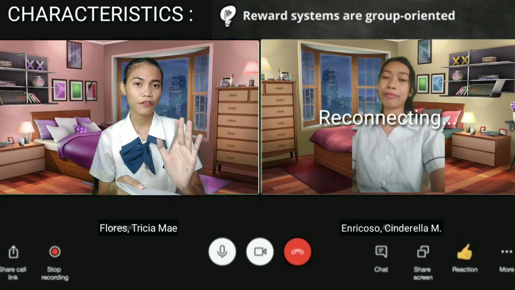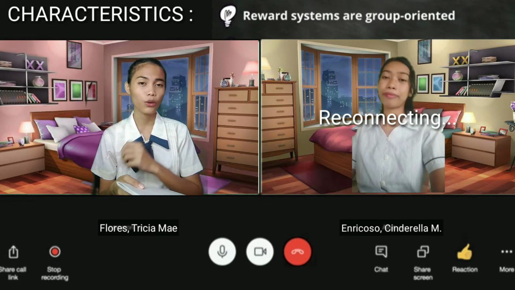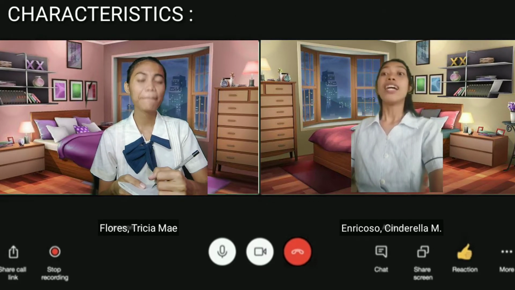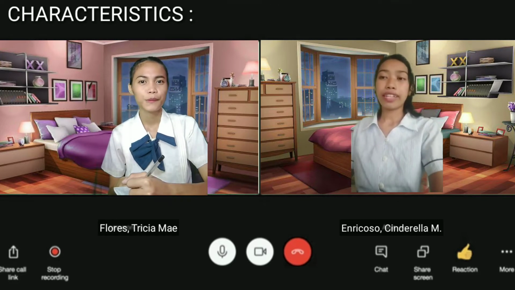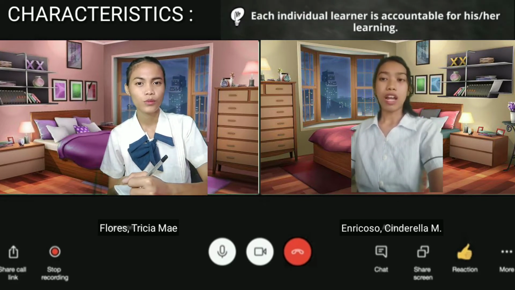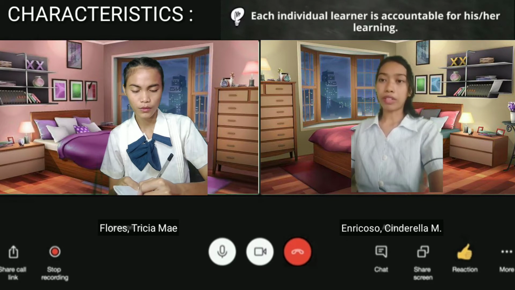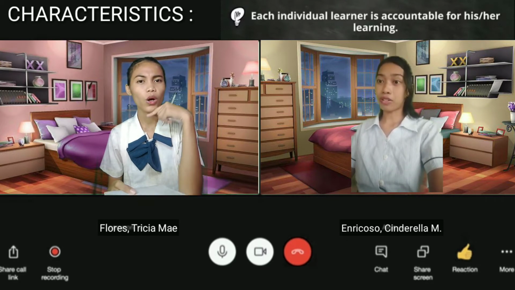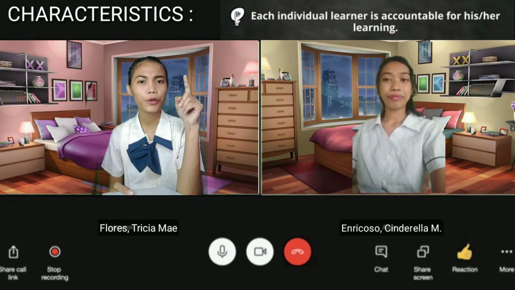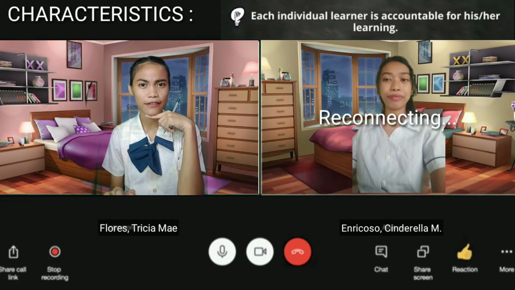Okay, wait, let me clarify that one. So you mean that the score is given not individually but as a whole group? That's right. In addition to that, each learner is accountable for his or her learning. Although cooperative learning approach is a group-based method, each member is still required to learn the lessons through their group discussion. Oh, I see. So there should be group discussion so that they can brainstorm and divide the task fairly.